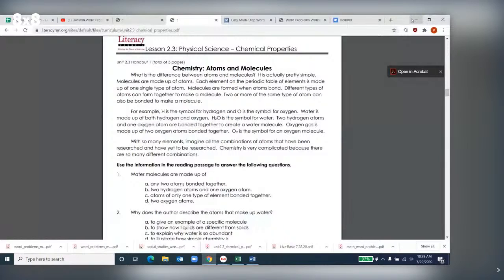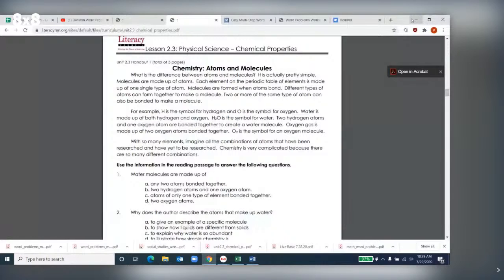Chemistry is very complicated because there are so many different combinations. The word complicated means simple and basic, difficult to understand, fun, exciting, able to be learned easily. Well, for some people, chemistry is easy. It is fun and exciting, but complicated means difficult to understand. And this would be, so it'd be B.